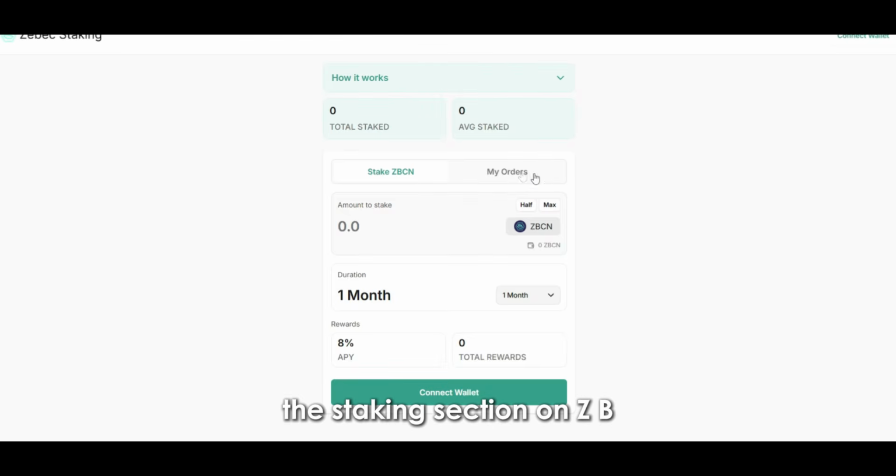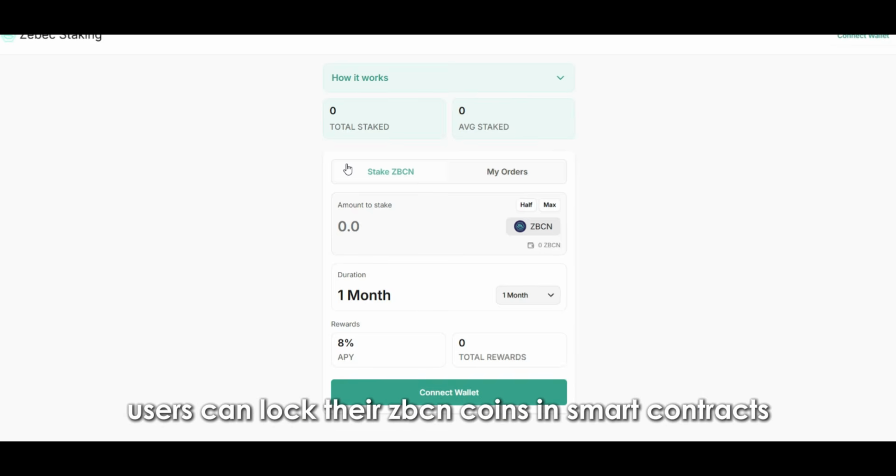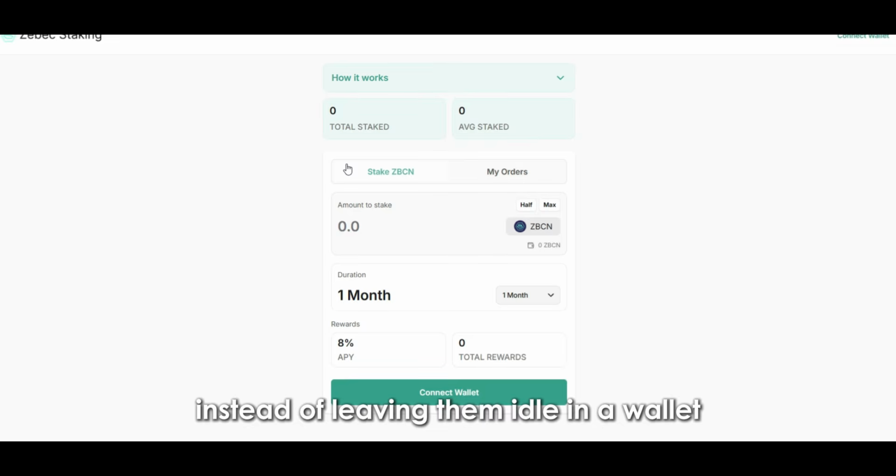The staking section on Zbcn Coin's official website stands out as a significant feature designed to provide crypto investors with passive income while rewarding long-term holders. Through the staking platform, users can lock their Zbcn coins in smart contracts instead of leaving them idle in a wallet and earn rewards in the form of APR.